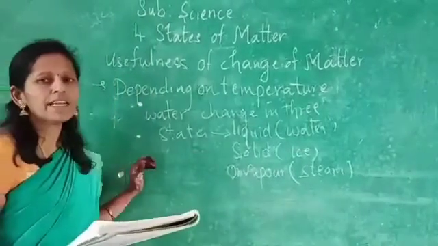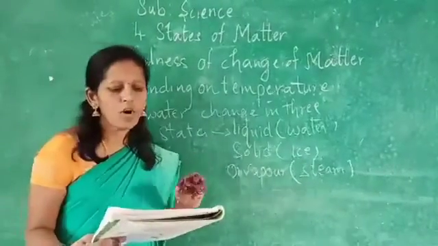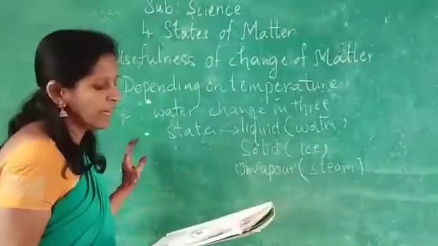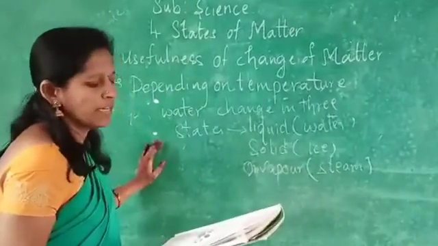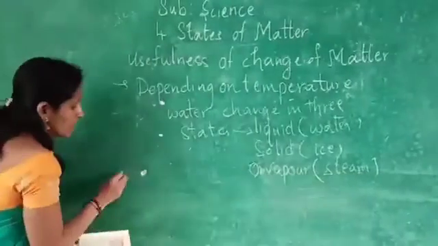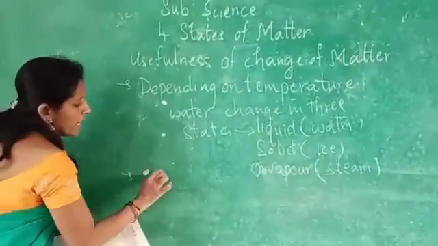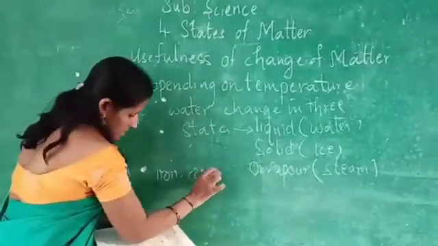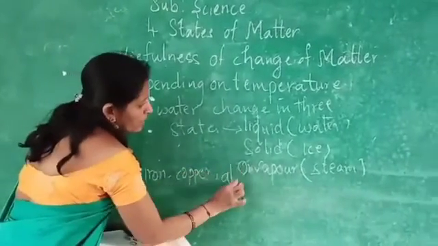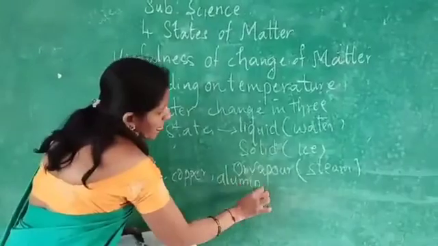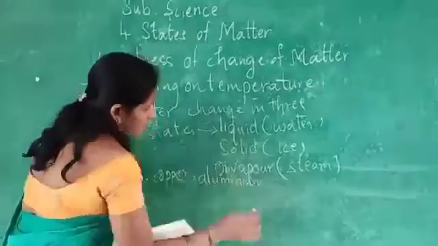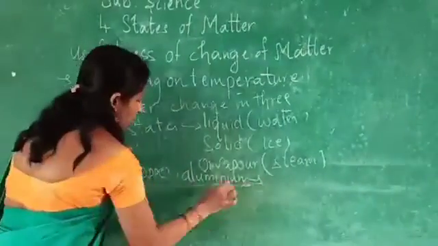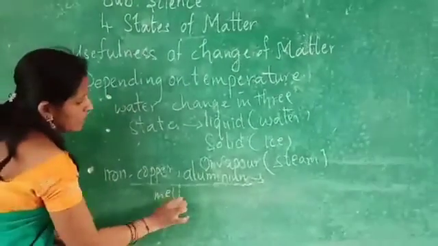Many metals such as iron, copper and aluminium can melt. Some metals are there. What are the metals? I will say iron, copper, aluminium. These all will melt. They can melt.